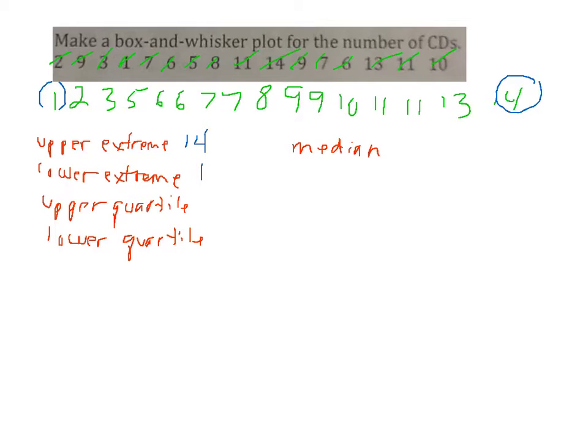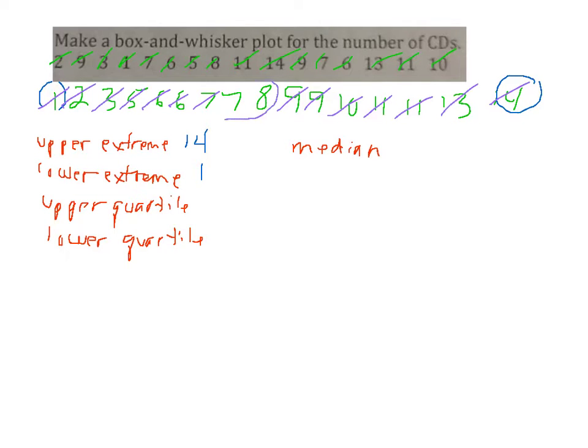Now if we want to find the median, we've got to find what's in the middle. So I'm just going to cross off the lowest and highest and work my way to the middle. So there's the lowest and there's the highest. I'm going to continue this. The next lowest, next highest, and so on, until we reach the middle.